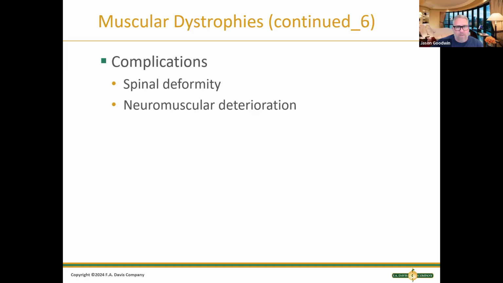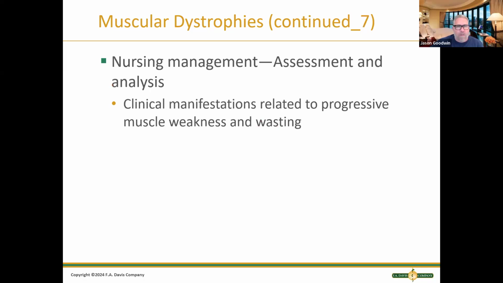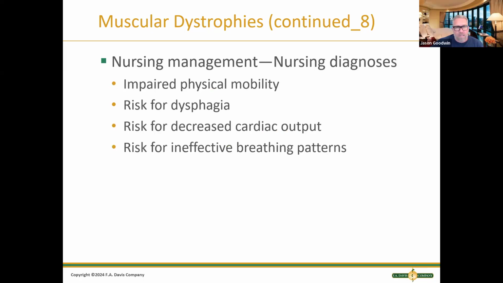Complications, you're going to see spinal deformities potentially. You can also have neuromuscular deterioration. What does that look like? Respiratory and cardiac compromise, right? That can be an effect of something you wouldn't consider in muscular dystrophy. So from our standpoint, our assessment and analysis is going to be around the clinical manifestations related to progressive muscle weakness and wasting. That's where our focus is going to be.